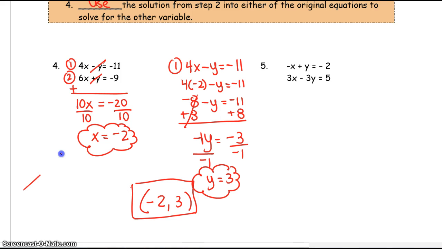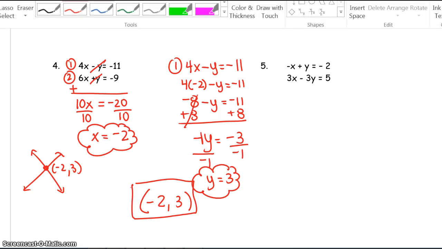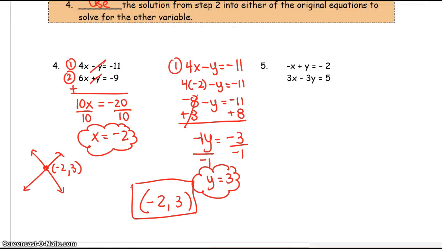So graphically, it looks like this, and that would be at negative 2 comma 3. Cool. Alright, let's look at example number 5. We're going to do the same thing, but in this case, I can't just cancel or add any of them to cancel a variable, so I'm going to multiply the top one by the number 3. Because if I multiply 3 times negative x, I get negative 3x, which then will cancel that out.